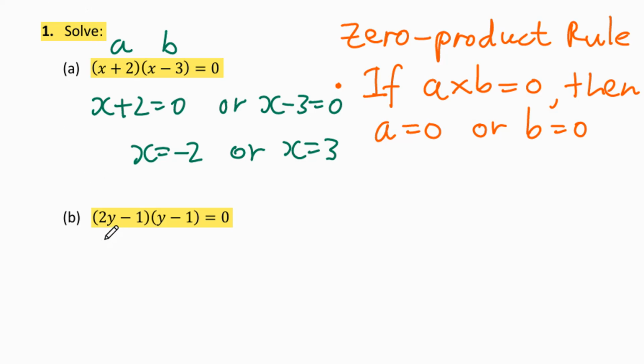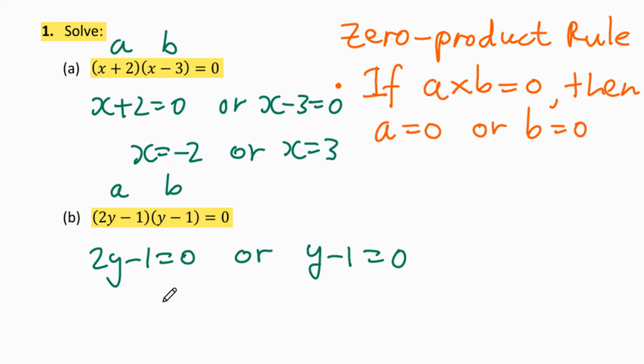Let's look at the second equation here. In this case, we have 2y minus 1 times y minus 1 equals 0. So the 2y minus 1 could be A, and the y minus 1 could be B, in terms of the zero product rule. So by this rule, we know that A must be 0, in other words, 2y minus 1 must be 0, or B must be 0, in other words, y minus 1 must be 0.